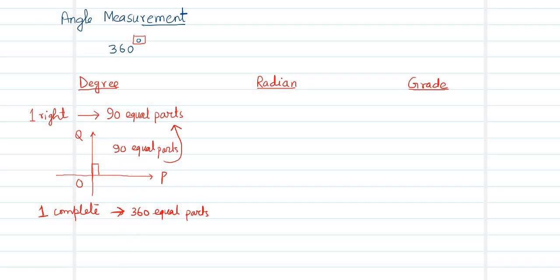Now this degree can be further classified as minute and second. 1 degree is same as 60 minute. This is the symbol for minute. And 1 minute equal to 60 second. This is the symbol for second. So 1 degree is further classified into 60 minute, and 1 minute is equal to 60 second.